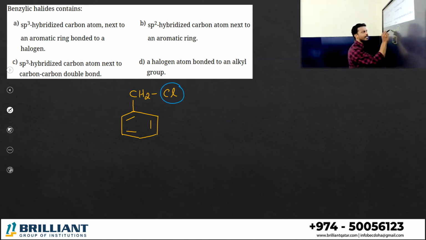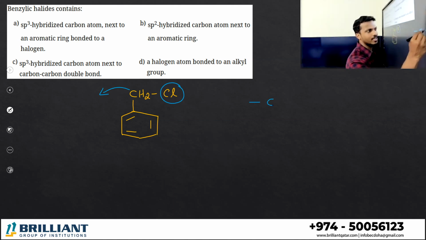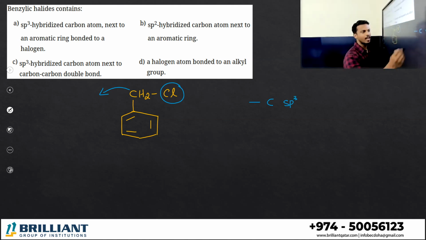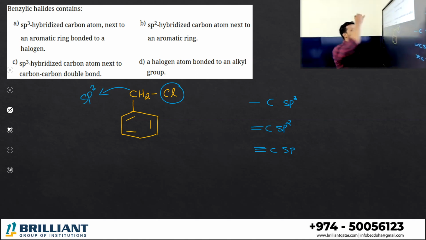What is the hybridization of this carbon? You know, the carbon atom is completely single bonded. Single bond connected carbons are sp3 hybridized, double bond carbons are sp2 hybridized, triple bond carbons are sp hybridized. Correct? So in this compound, the chlorine connected carbon has single bonds only, therefore it is sp3, and it is connected to a benzene, phenyl.